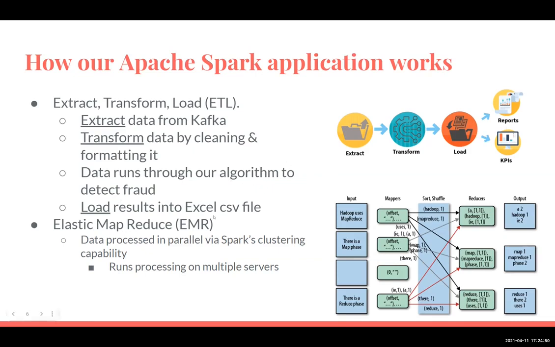Now, this is where the real power of Apache Spark comes in. It has this clustering capability where it performs what is known as MapReduce, where it maps all the input data out to multiple servers in parallel, where it does its processing and shuffling and runs our algorithm on it. And then it reduces the results back into one output where we can save it.